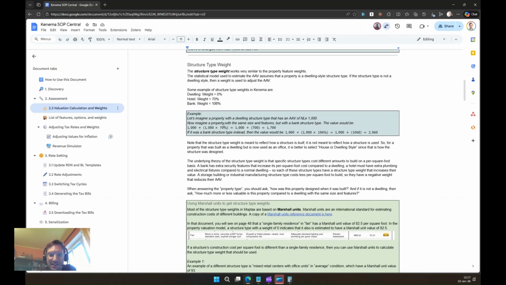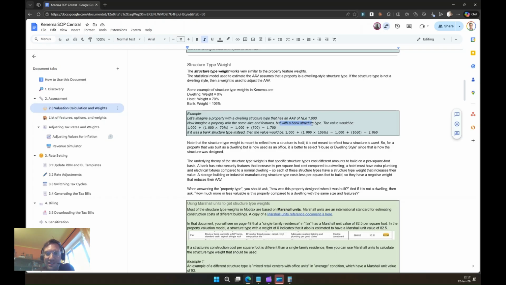So let's do an example. Let's imagine a property that is a dwelling style structure that has an assessed annual value of 1,000. Now, imagine you take the same property that is the same size. Imagine you create a new property. It's the same size as this dwelling. It has all the same features. So it's built with the same materials. The windows are the same. The roof is the same. Everything is the same, but it's designed to be a bank.